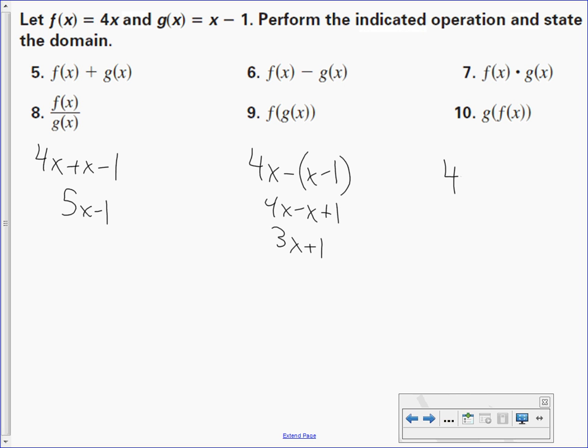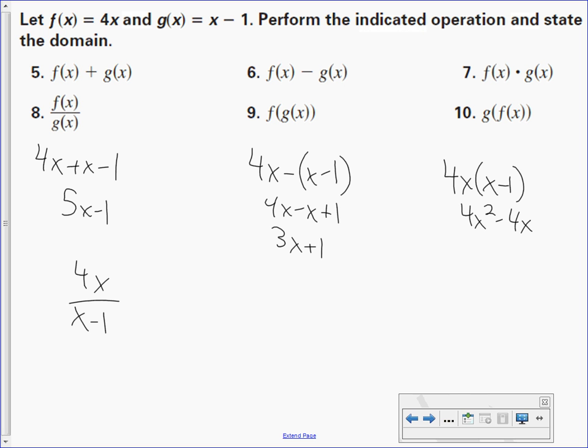Multiplying, it's 4x times x minus 1, which is 4x squared minus 4x. Division, 4x divided by x minus 1. I can't simplify that any further. But remember, there might be times that you can simplify it, especially if they're polynomials. Look for GCFs, things like that. Oh, because of subtraction. Correct. And then you get to the composite.